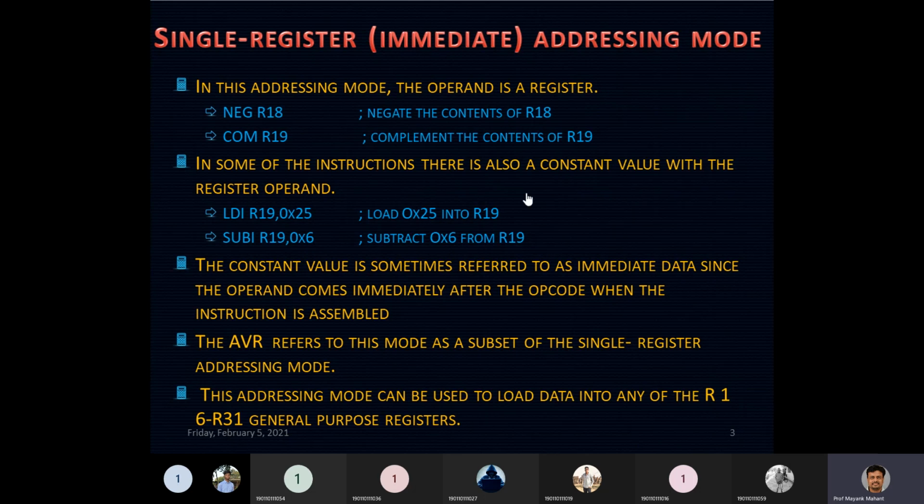Actually, it is going to do the two's complement of the given data in R18. Because in AVR we generally use two's complement to implement negative numbers. So the NEG instruction will give you the two's complement of a register. Whatever the content in your R18 is, the two's complement of R18 would be stored in R18 itself. And the COM instruction is slightly different from the NEG instruction: it takes the one's complement of the register. So these are two examples of single register addressing mode.